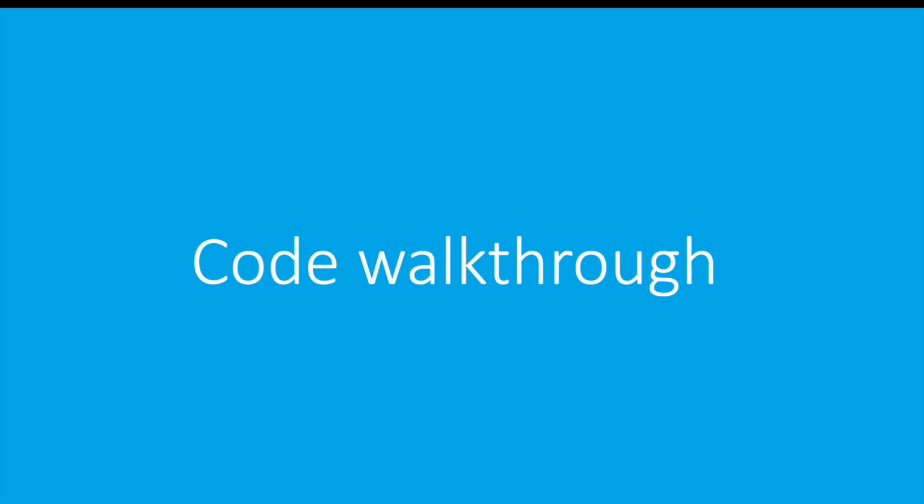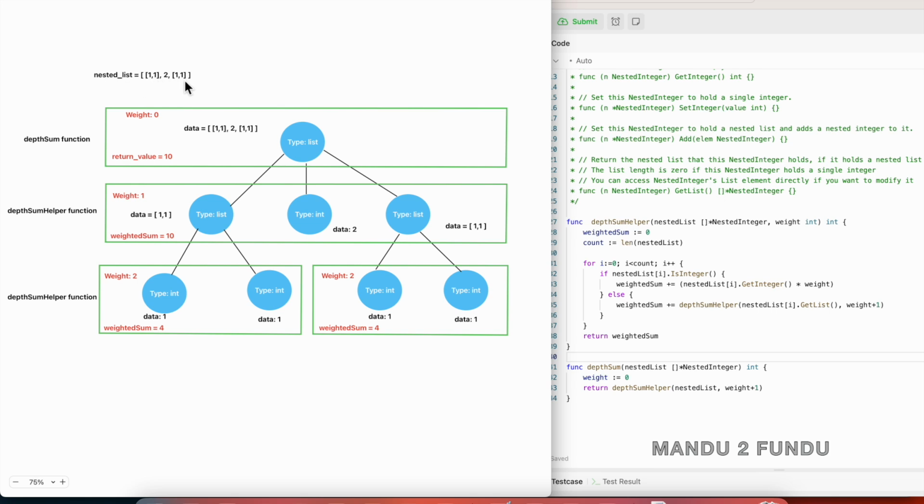Let's do the code walkthrough with sample input. Let's take this nested list for the code walkthrough. This basically has two sublists and one integer. So in the depth sum function, we initialize the weight to 0, and then we make a call to the depth sum helper function with the incremented weight and the given input list. So now we have weight 1, and we will be processing these three elements with that weight.